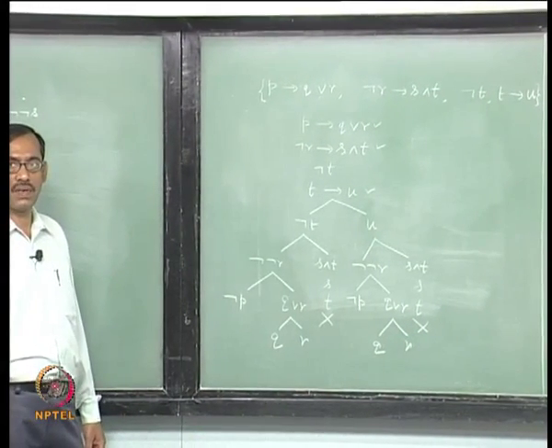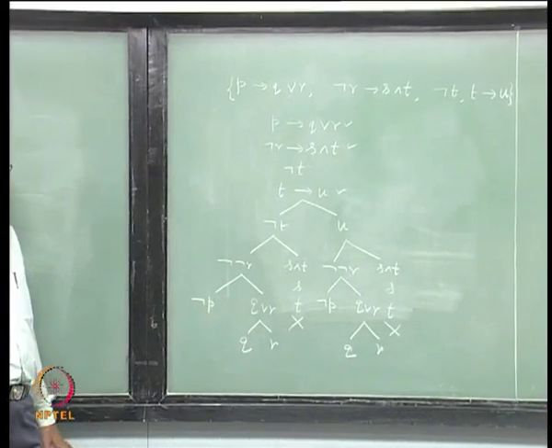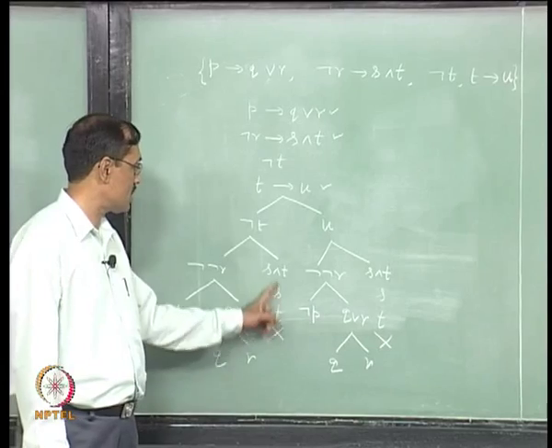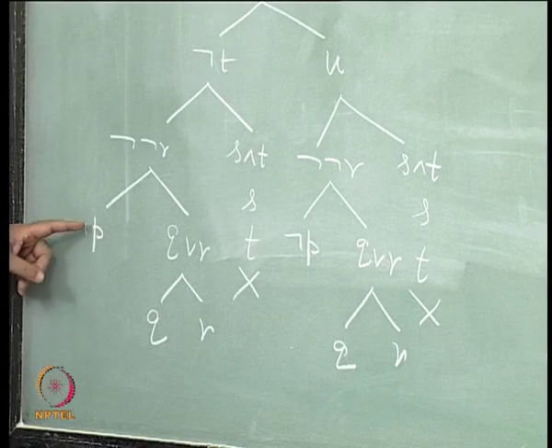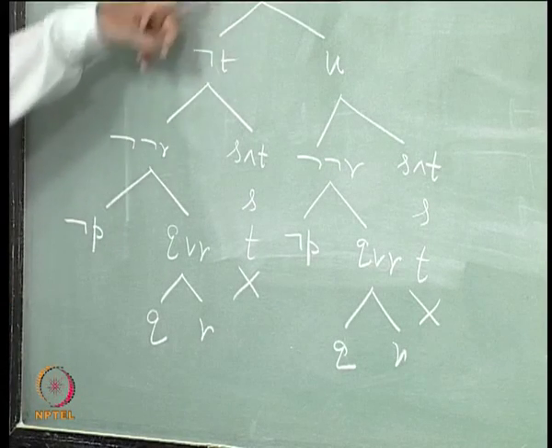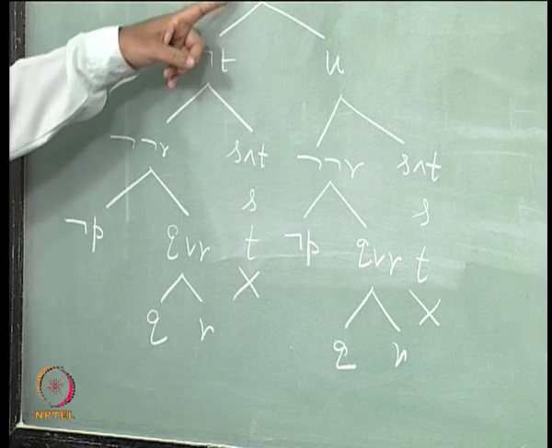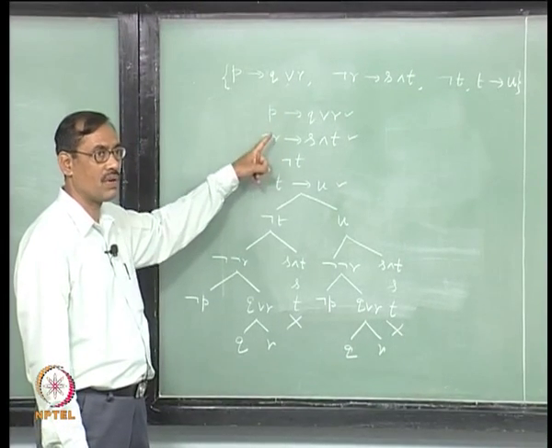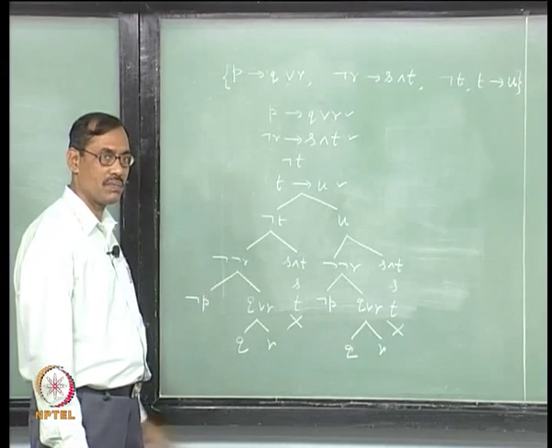Is it a complete tableau? Each path should be completed. So, this path is closed, so it is completed. This path is open, but on every proposition occurring in that path, every compound proposition tableau rule has been applied. Therefore, that is also completed.